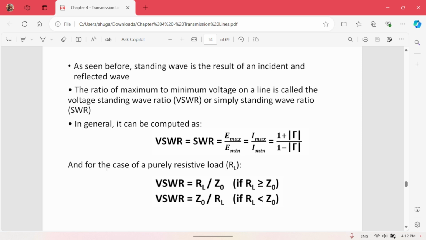And for the case of a purely resistive load, like we have seen previously, it is still similar, where VSWR is equal to the resistance of the load over Z naught, or Z naught over the resistance of the load. It depends whether the load resistance is bigger or less than Z naught.